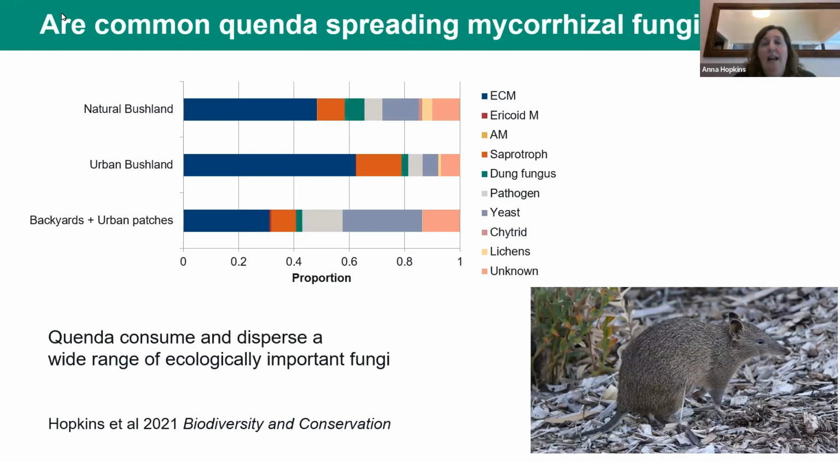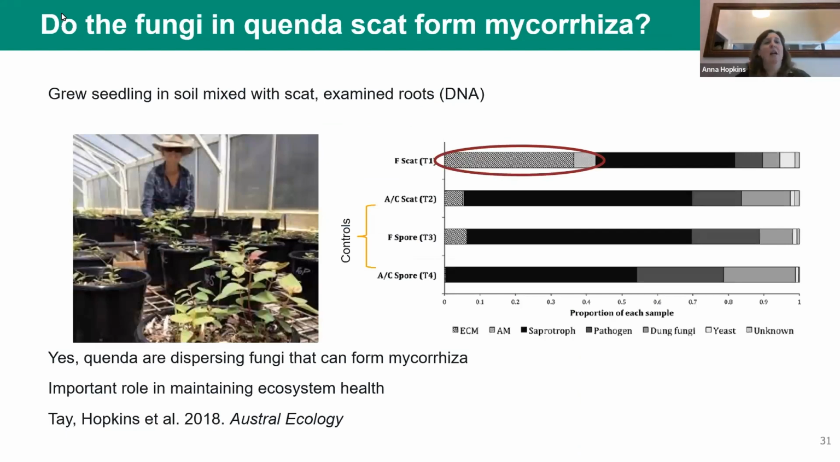And so they are acting as a vector for those other ecologically important species like saprotrophs and lichens and other important things. We were then interested to see whether those fungi that were being eaten were able to form mycorrhiza on tree seedlings. So we set up a glasshouse experiment where we mixed quenda scat in with eucalypt seedlings and grew the seedlings for 3 or 4 months, and then harvested them and looked at the roots, extracted DNA to see whether some of those fungi that we were finding in the scats were also forming mycorrhiza on the seedlings of the eucalypts.